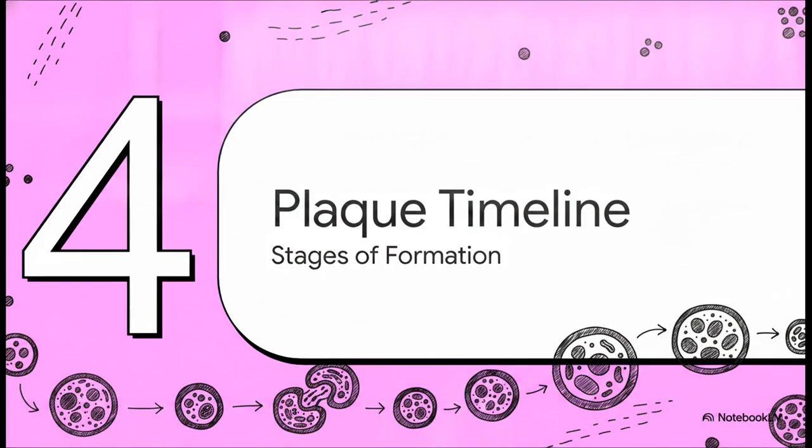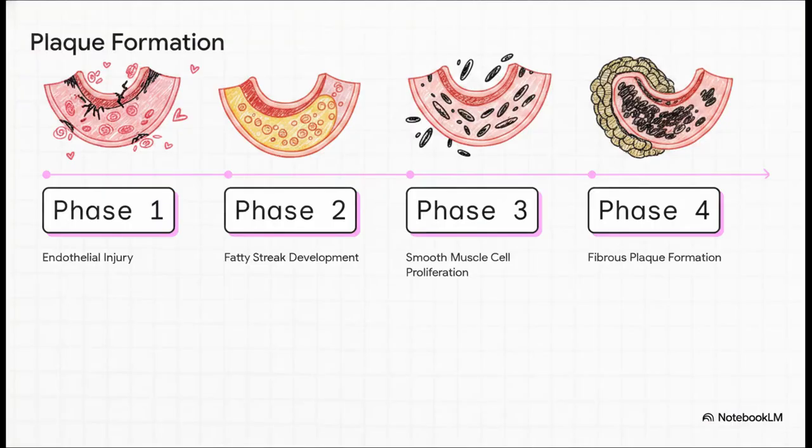Section 4. Timeline of plaque formation. Now that we've met the cellular players and seen exactly how they malfunction, let's map out the chronological progression of this disease over time. This progression of atherosclerosis really is a step-by-step biological sequence.